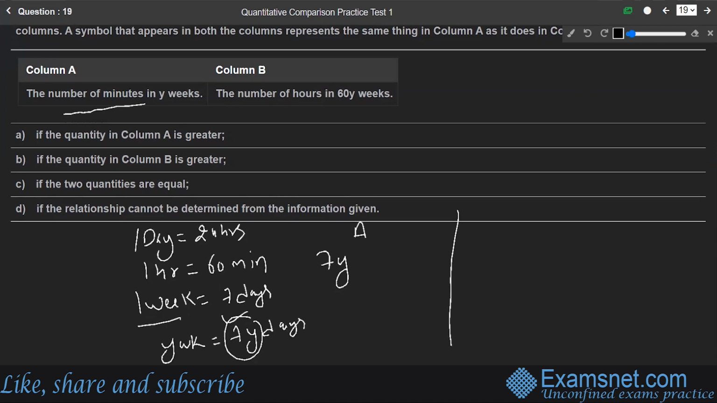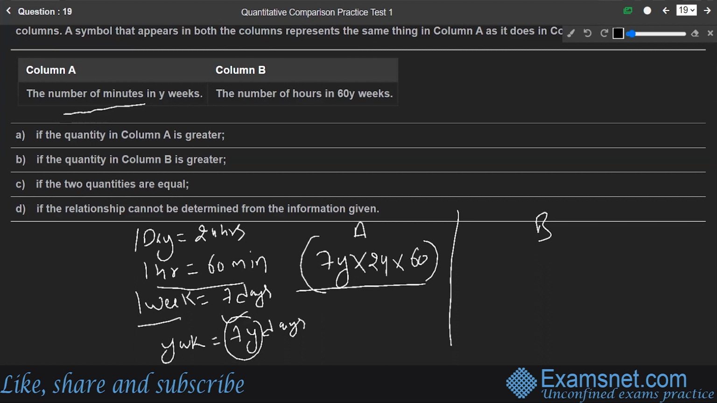Now each day has 24 hours. So 7Y days will have 7Y into 24 hours. Each hour has 60 minutes, so 24 hours will have 24 into 60 minutes. By solving this, we get the minute value in Y weeks. That is column A. What is column B?